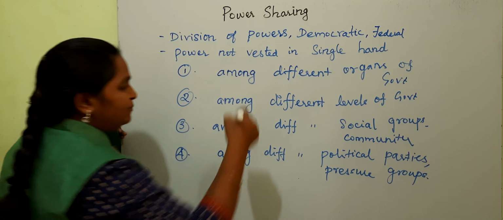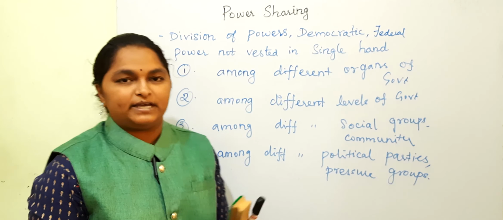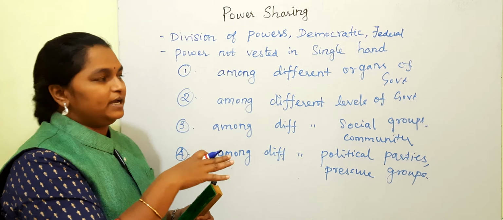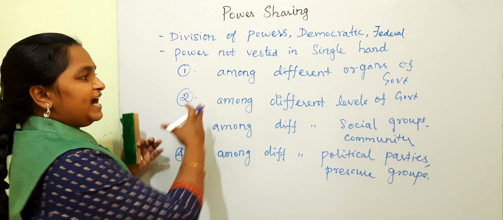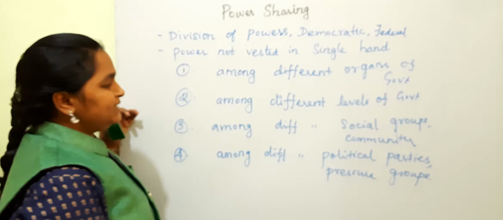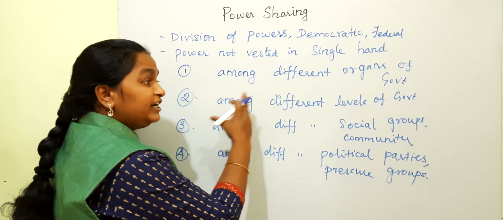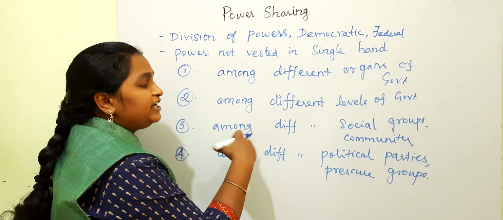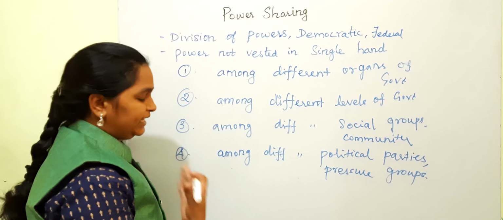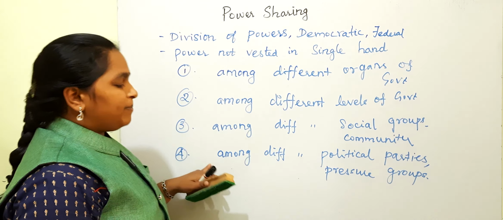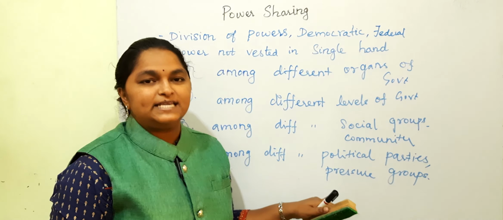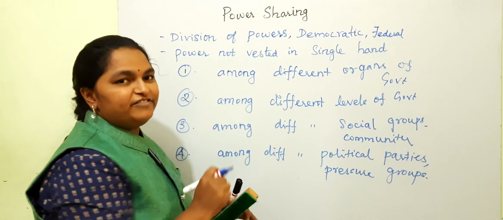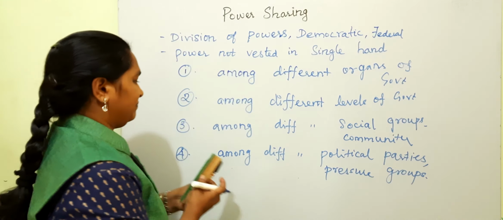Yes, children, this is a very important 3-mark question. How is the power shared, they will ask. So the power is shared in 4 types. First is power shared among different organs of government. Second one is power shared among different levels of government. And third, power shared among different social groups and communities. Fourth one is power shared among political parties and pressure groups. Now, let us discuss each one elaborately.